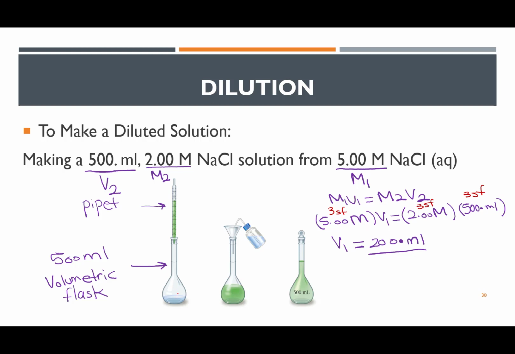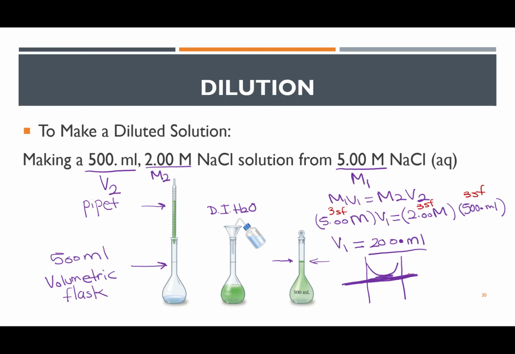and transfer it into a 500 milliliter flask, and then add DI water until the bottom of the meniscus of the solution in the flask is in line with the line on the neck of the flask, as you see in this picture. I didn't do a really good job.